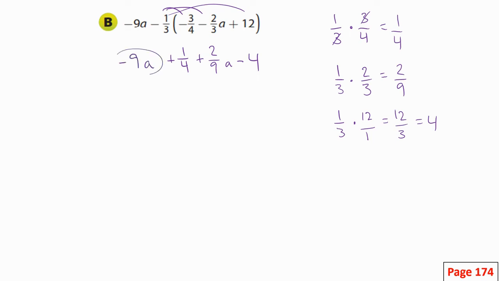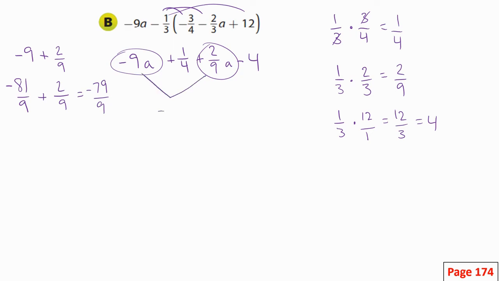And we would combine our like terms. So negative 9 plus 2/9. You need common denominators. And 9 is the same thing as 81 over 9, and that was a negative. So negative 81 plus 2, that is negative 79 over 9. So when I put these two together, I get negative 79 over 9a.